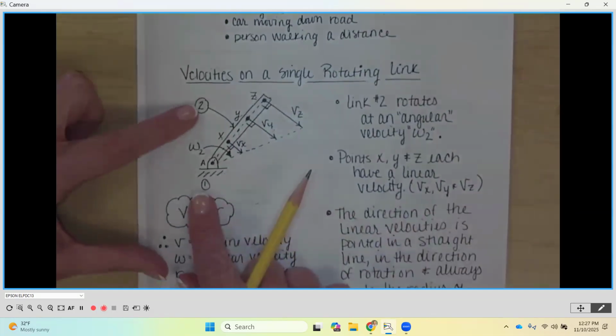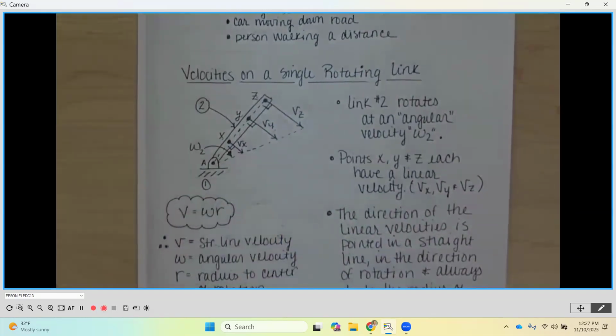Link number 1 is the frame. Link number 2 is attached to the frame. And we're only going to worry about this one link. We're not going to worry about a link 3 or a 4 at this point. Just links number 1 and 2, a single link that is rotating about a fixed center.